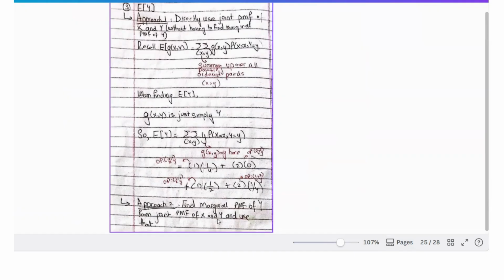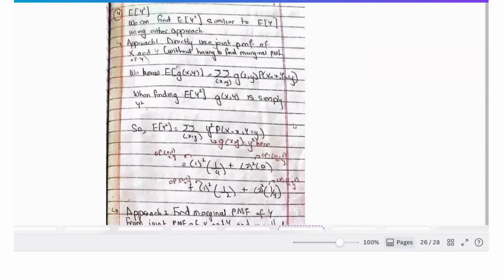You can first find the marginal PMF of Y, i.e., the marginal PMF of Y would list down the values Y can take along with the associated probabilities, and we can use that to find the expected value of Y. But we can also directly use the joint PMF without finding the marginal PMF of Y, as shown in approach 1. Similarly, we can find the expected value of Y squared using either approach.